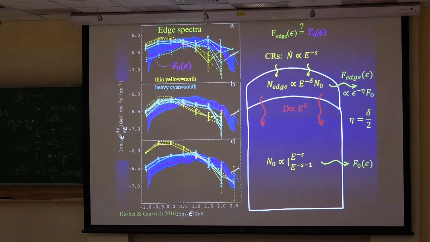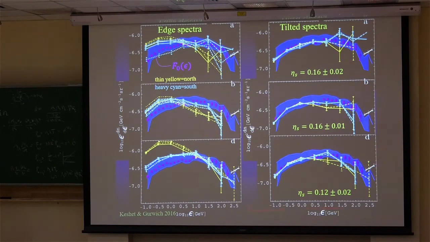How much softer? You can convince yourself that even with a broken power law, the effect is such that if the electrons are steepened by this factor delta, then the photon spectrum will be steepened by a factor delta over two, just because it's a gamma squared emission. It's roughly the same.